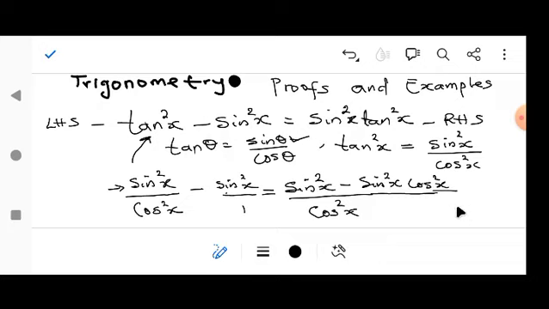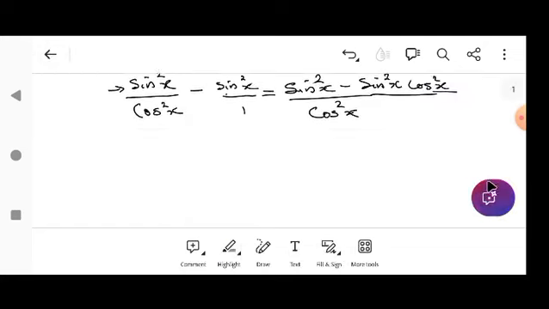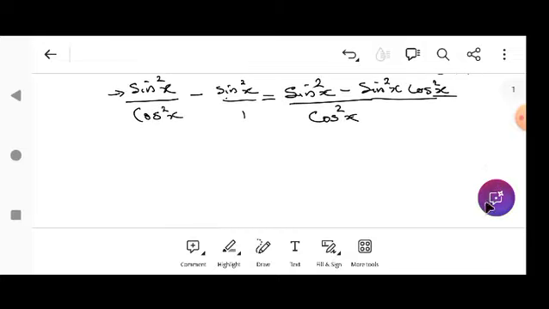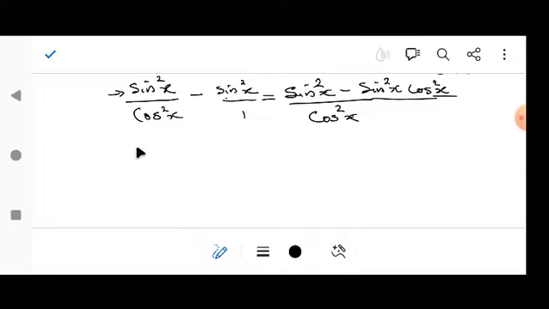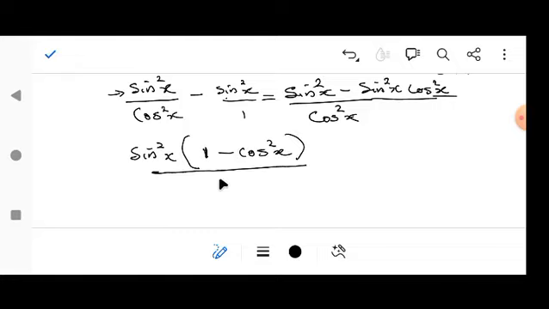Good. Now that we have this, we can actually factor out. How can we factor out? Right? We can factor out this. Let's factor out sine square x. Remember, we're just trying to make it look like tan square x and sine square x. So factoring out, we are going to have in the numerator, we can have sine square x into 1, then minus cos square x. That's fantastic, upon cos square x.